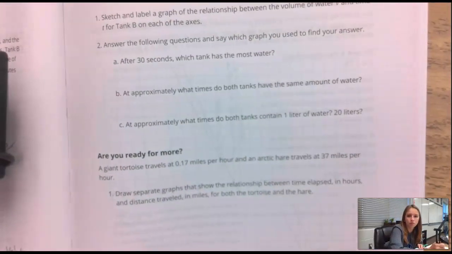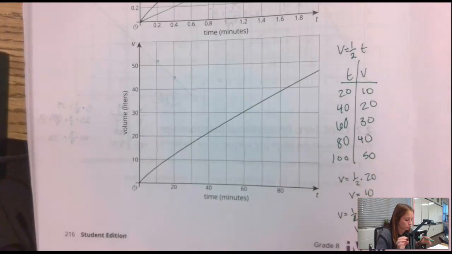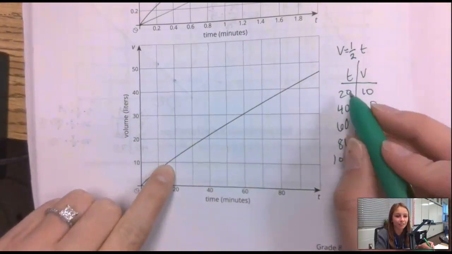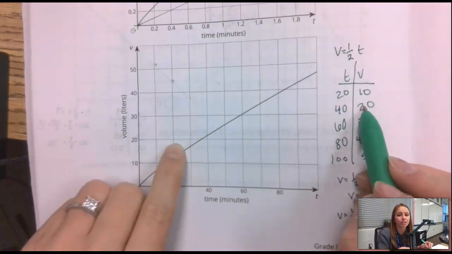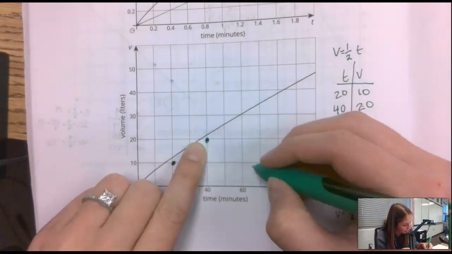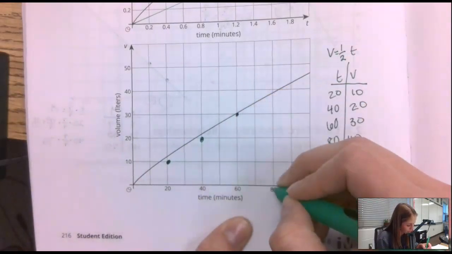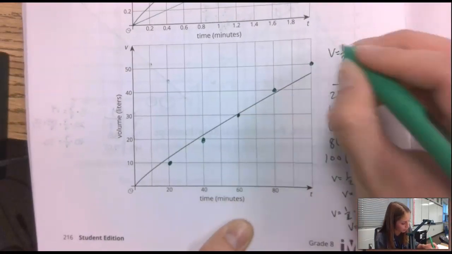Okay, so up here, it says, answer the following questions. Oh, let's graph this. I apologize. So at a volume of 10, we're at 20 minutes. At a volume of 20, we are at 40. And we are continuing. So at 60, we're at 30. And at 80, we're at 40. And then at the very end here, we're at 50.